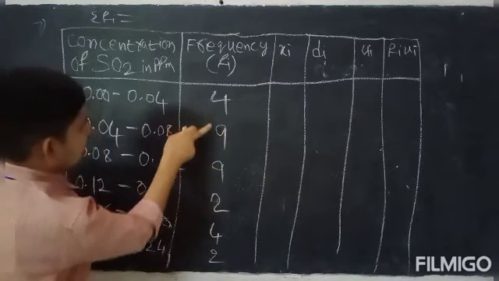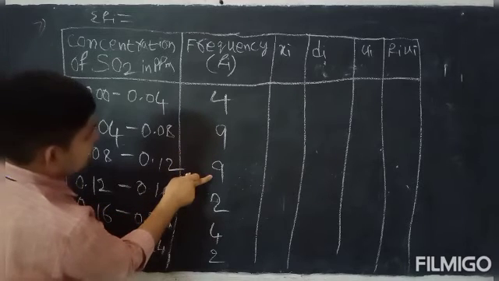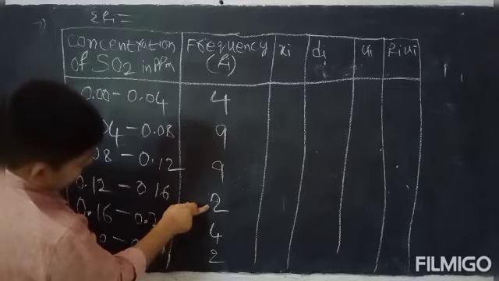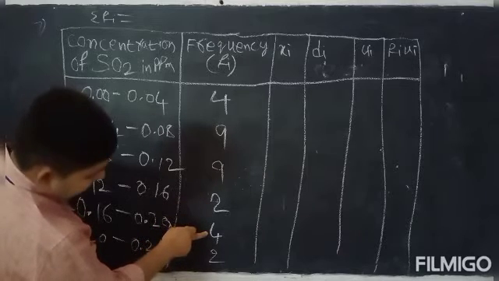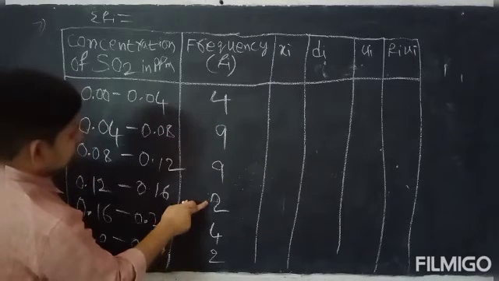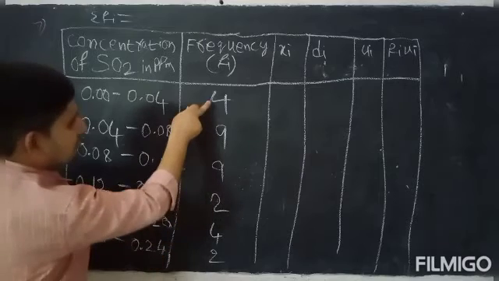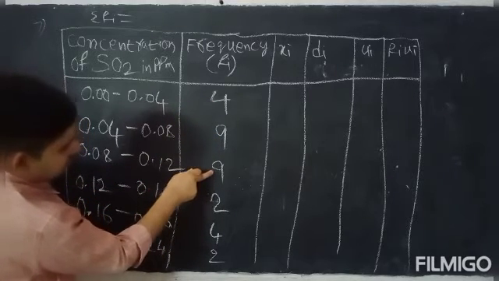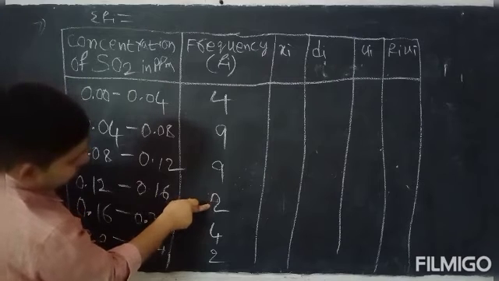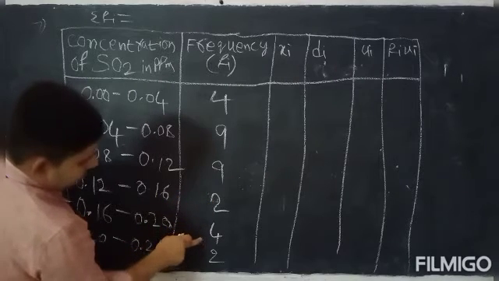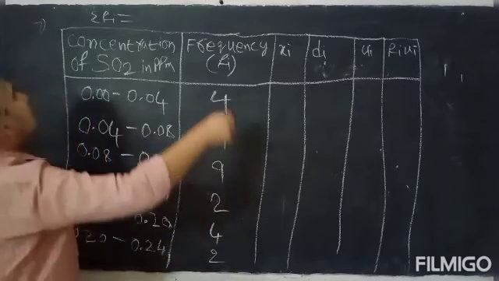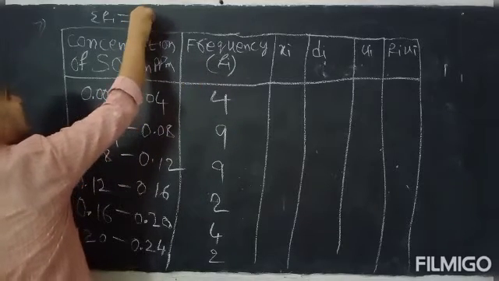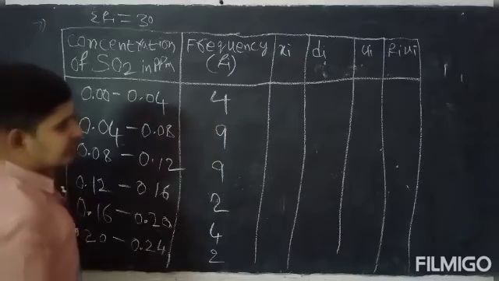Okay, 4 plus 9, 13. 13 plus 9, 22. 22 plus 2, 24. 24 plus 4, 28. 28 plus 2, 30. So sigma Fi equal to 30. Okay? Any doubt? No.